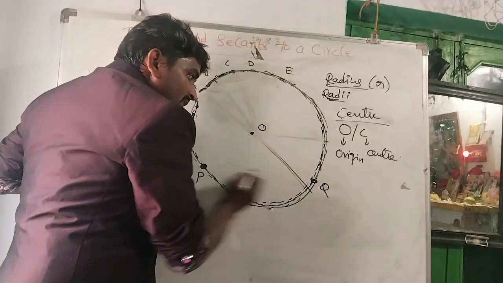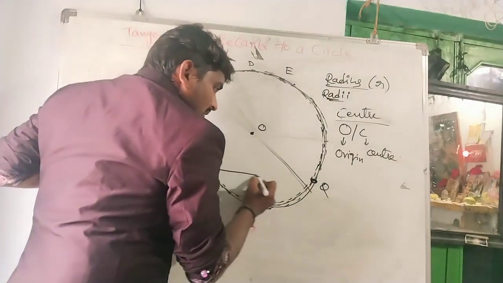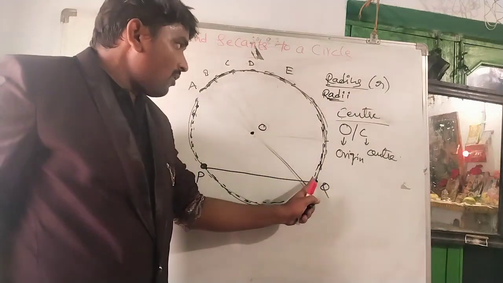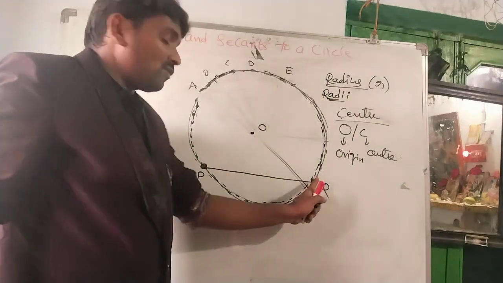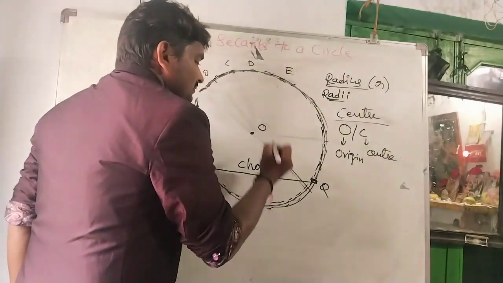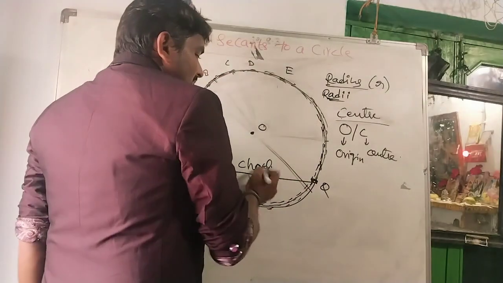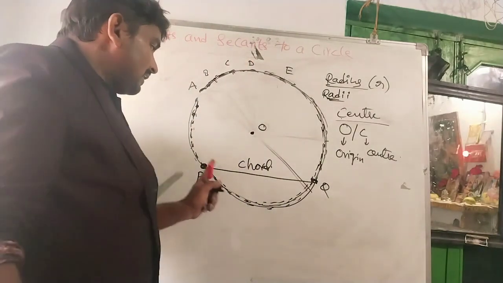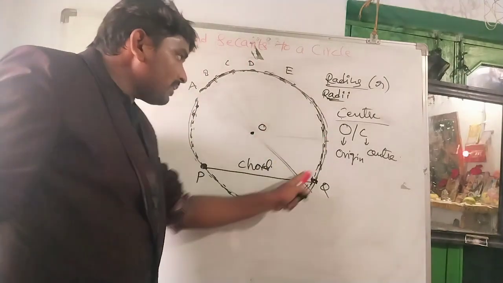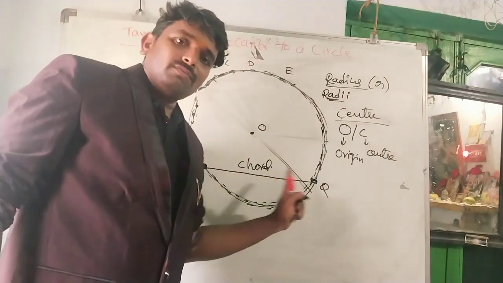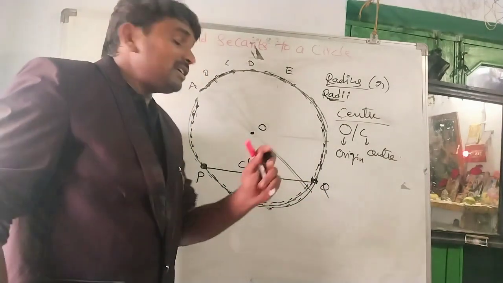If you join these 2 points on a circle, we will get one line segment. And this line segment is called a chord. What is a chord? Take any 2 points on a circle and join them. We will get one line segment. This line segment is called a chord.